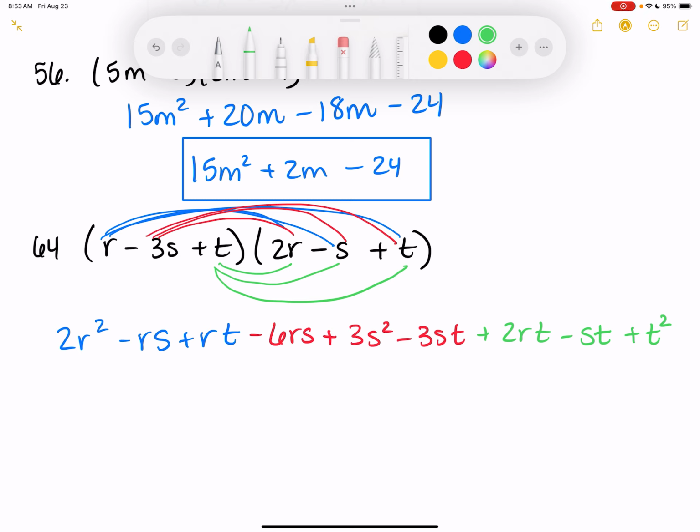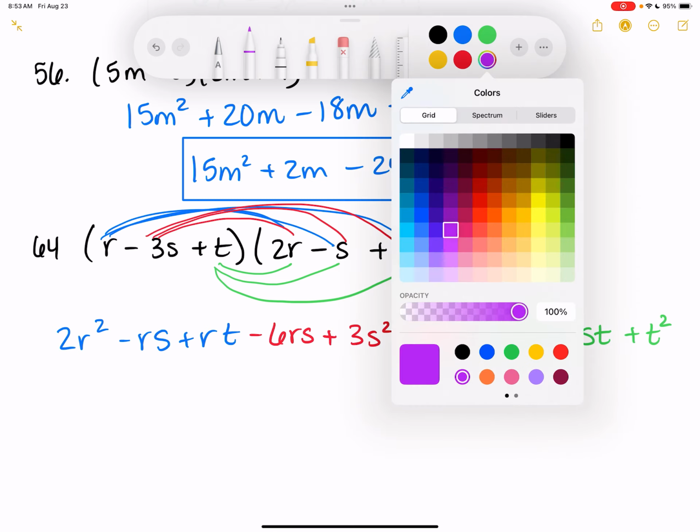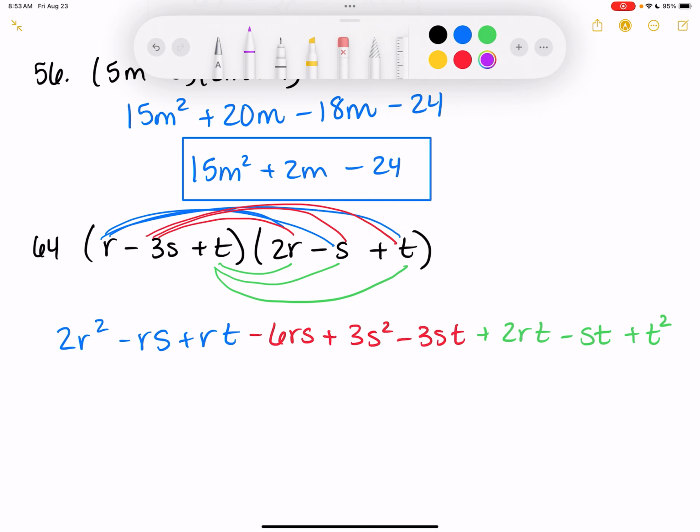So now the big thing with this is going through and making sure that I have all the pieces to combine the like terms of where I need to do that. And so all of the squared terms, there's only one of those, so I can just copy those down. And this is one where I am going to cross pieces out as I do it to make sure I've got everything. So 2r squared, cross that one out, 3s squared, cross that one out, and then t squared, cross that one out.